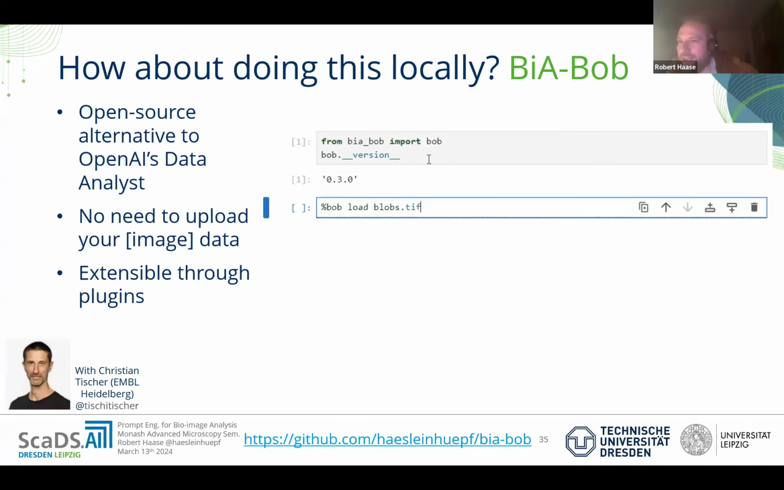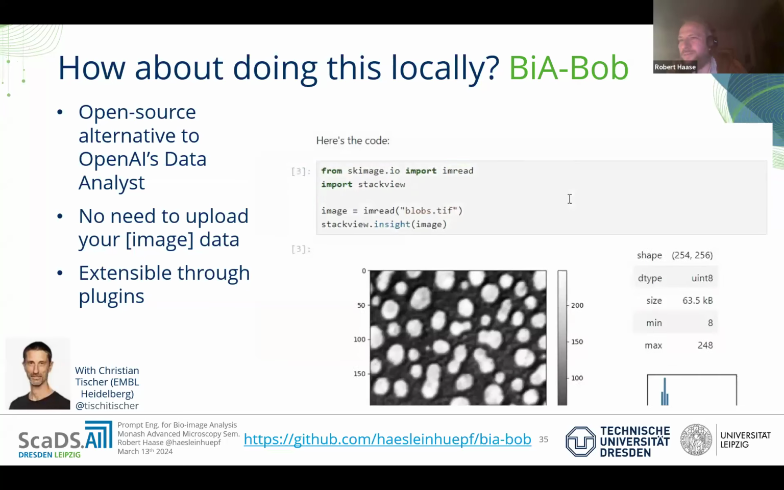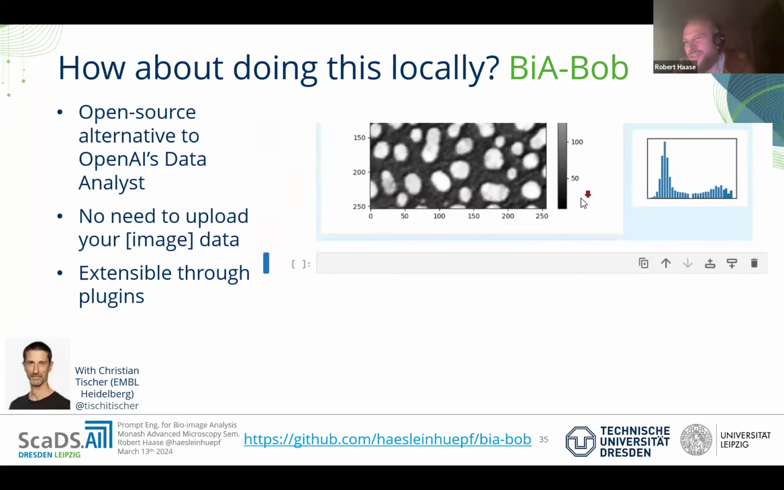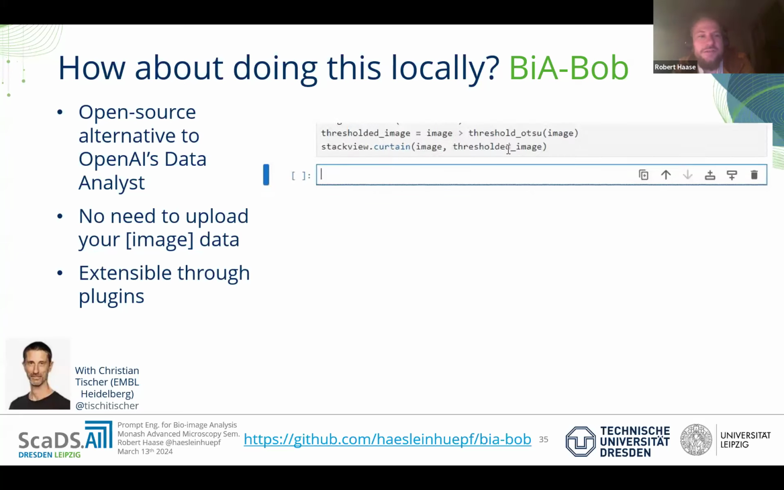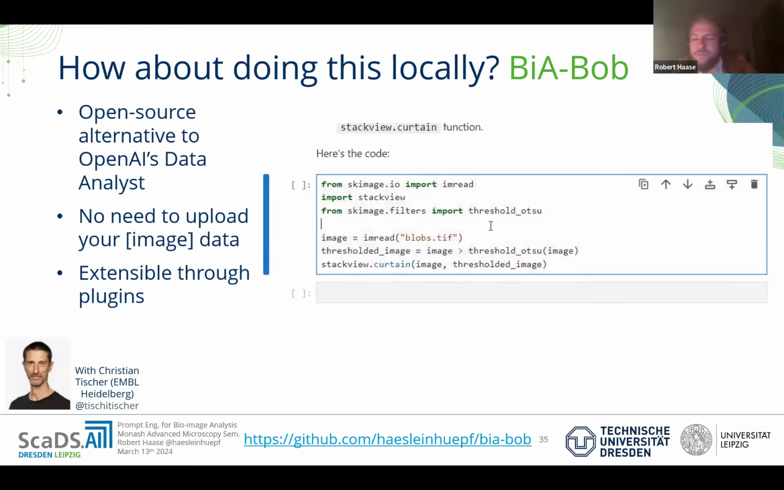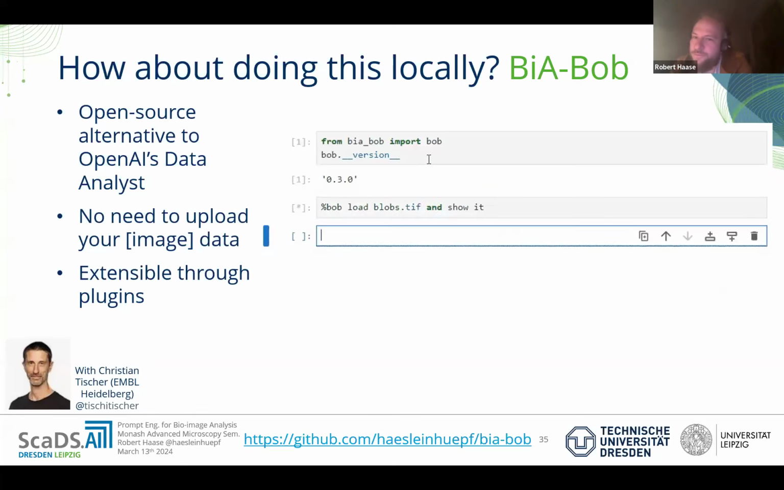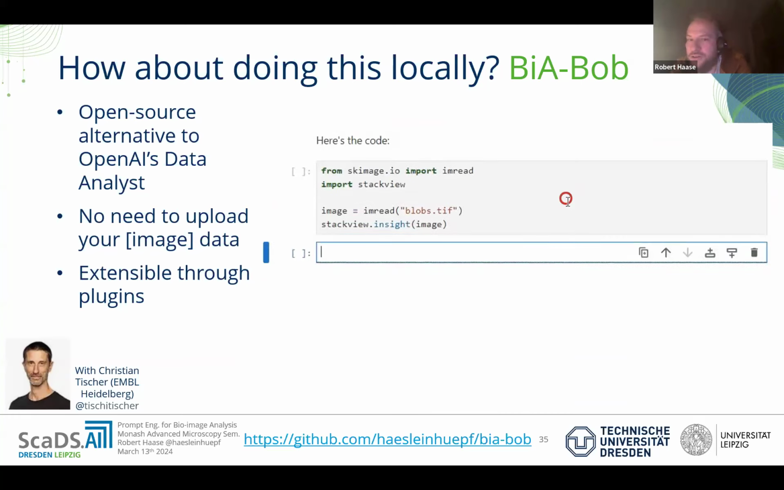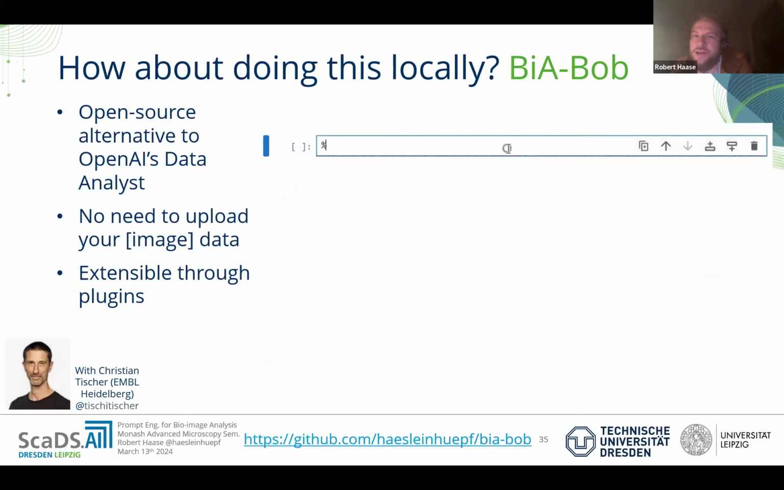There's one more way of using this technology, because if you want to use ChatGPT in the web interface, you have to upload your data. And that's, at least according to European data protection laws, not so good. That's why I started working on this with Christian Tischer in Heidelberg, and maybe I will start this video again. You can say, Bob, load blobs.tif and show it. That works in Jupyter. It will then generate a new code cell, which does exactly that. You can execute this code, and then you can ask the next question: Bob, please segment the image and show the result. And it will again produce code.